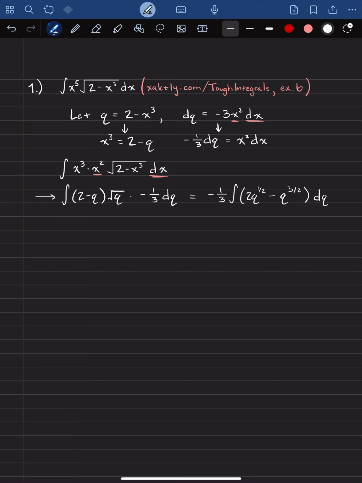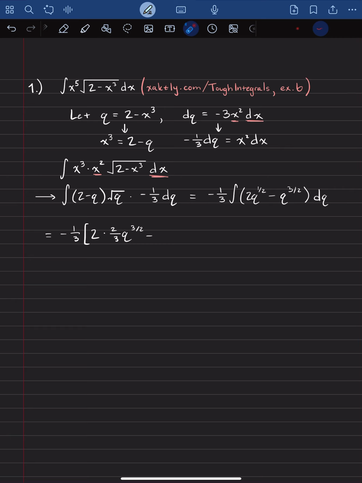So let's just keep going. We're going to integrate at this step here. We have -1/3 times 2 times, so we add 1 to this 1/2 here. We'll have q to the 3/2 divided by 3/2. So we're going to multiply by 2/3. So that's the same thing as dividing by 3/2. Then we have minus. So add 1 to 3/2 here. We get q to the 5/2. So that means we'll multiply by 2/5.